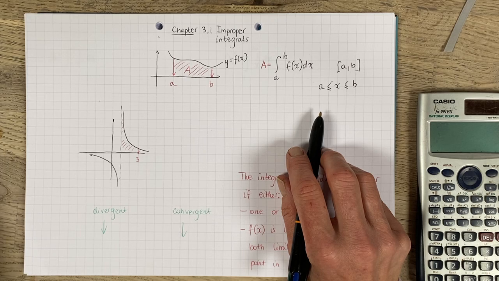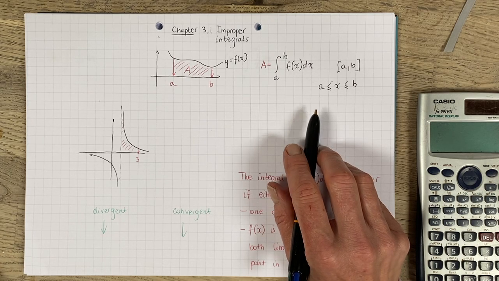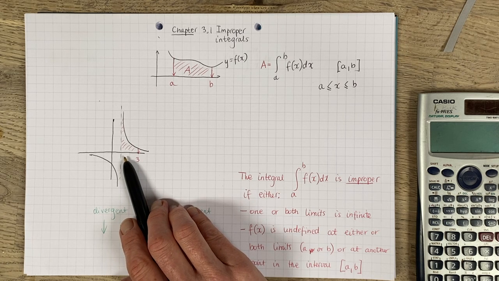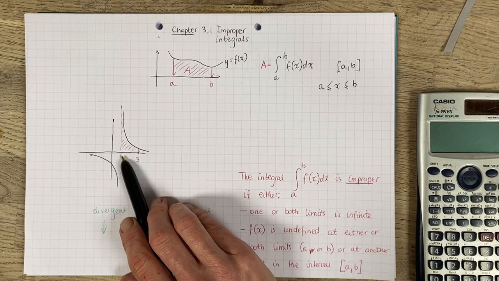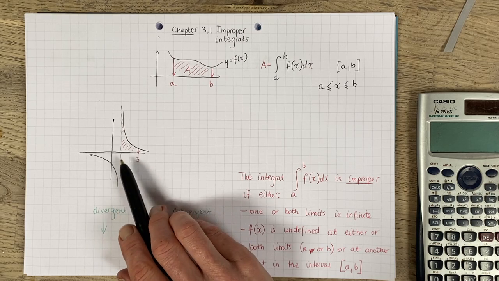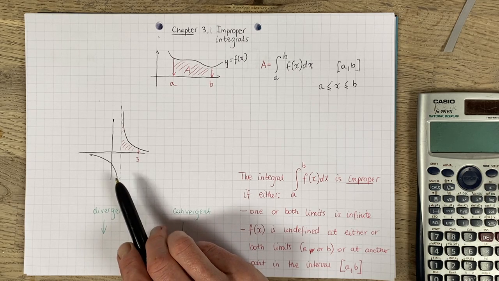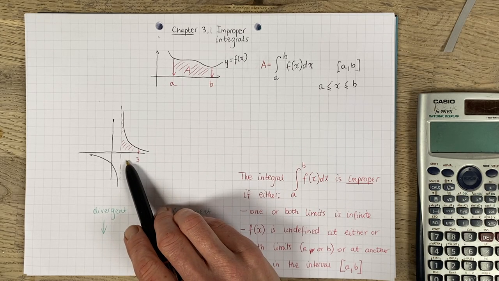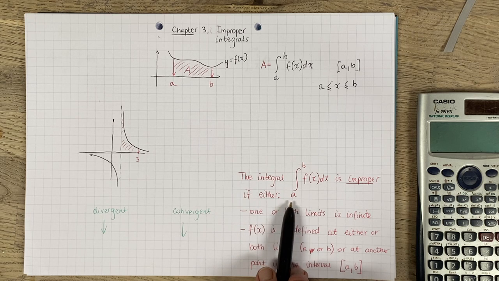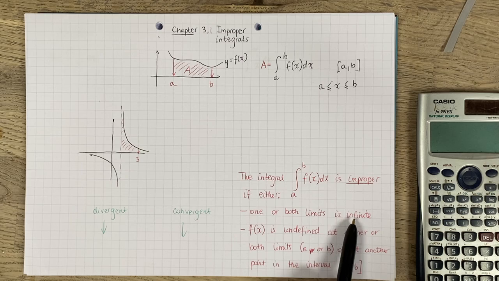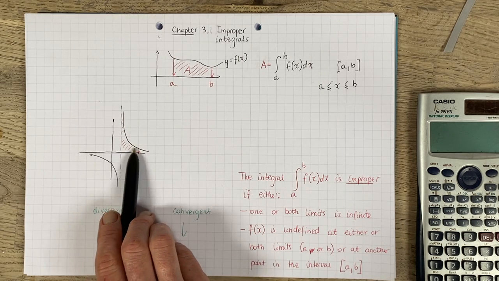Okay, improper integrals are very similar to this, but this time we have got some difficulty in continuity of the function, or the function might not be defined at one or both limits, or anywhere else in between the limits within the interval. So here's the definition. So it's one or both limits are infinite. So over here there is an asymptote.